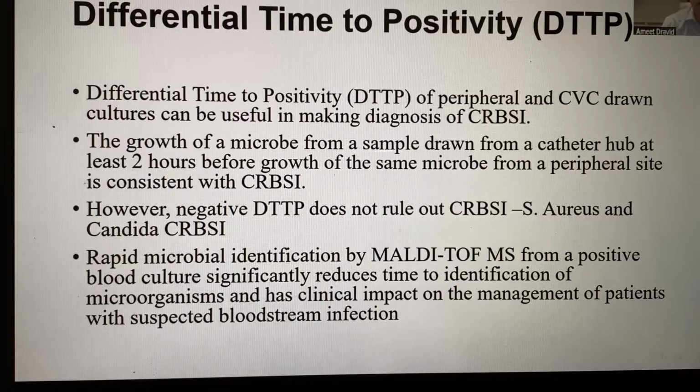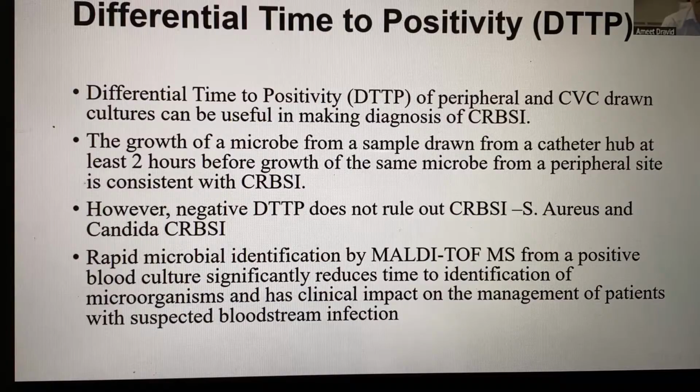So if there has to be a lag of 2 hours between the growth of the same microbe from the peripheral line as compared to the central line, the central line has to grow faster and the peripheral line has to grow 2 hours later. If that is the differential time to positivity, then it confirms CRBSI.